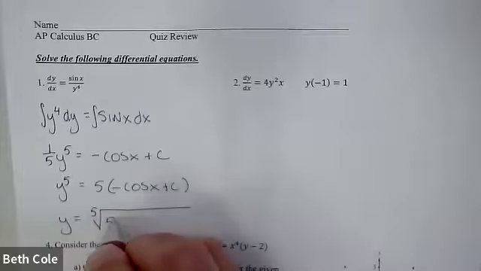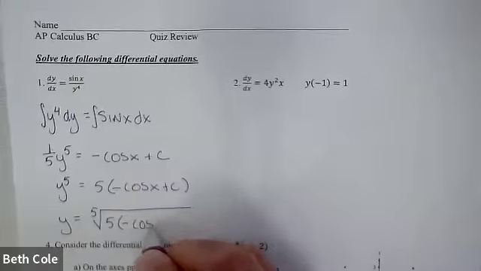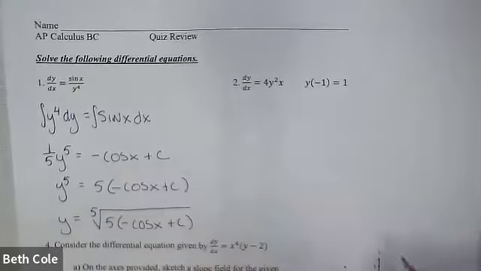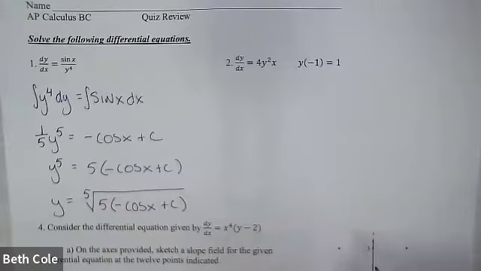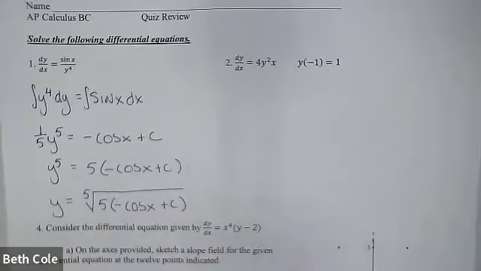And I don't need to put a plus and minus because that is an odd root. But if it was an even root, so a square root, fourth root, sixth root, eighth root, you would just put a plus minus in front.